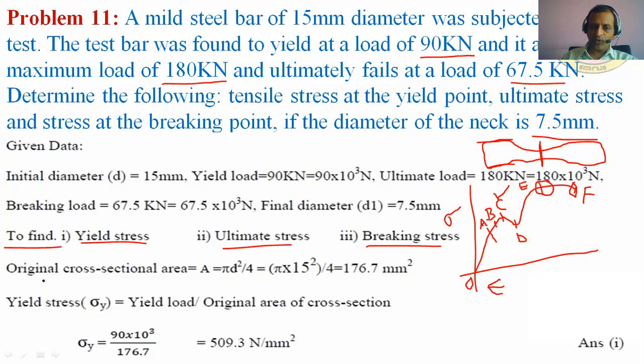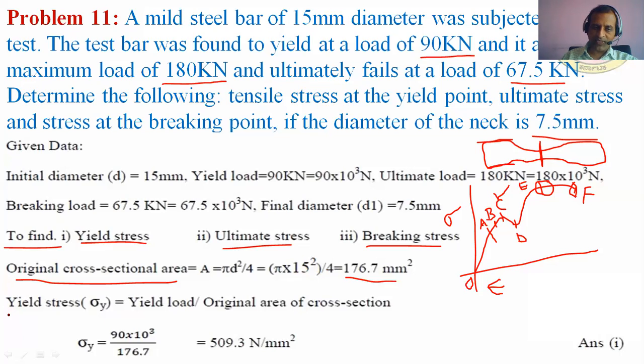First find the original cross-sectional area. A is equal to pi by 4 d square. So pi into 15, the initial diameter, since for the original area we take the initial diameter, squared, divided by 4. That will be 176.7 mm square.